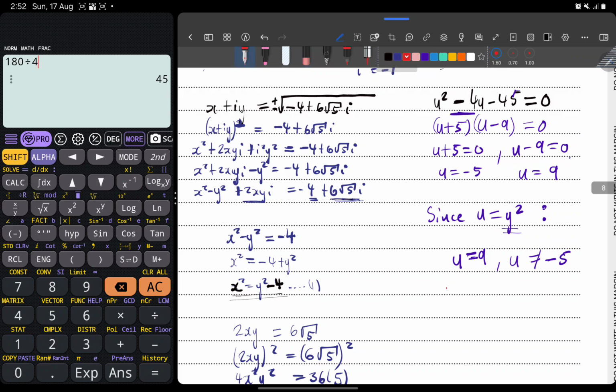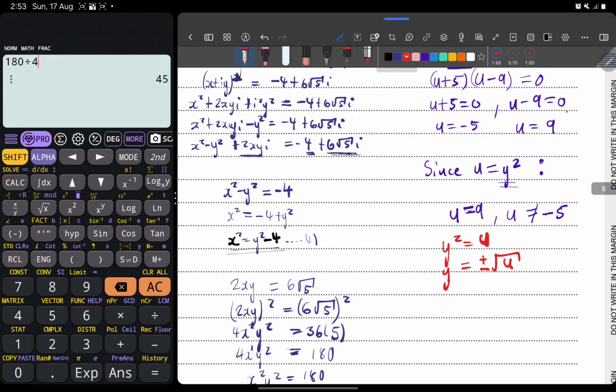So I'm going to now say, all right, you told us that y squared is equal to u, which means that y is equal to plus or minus the square root of u. You take the square to the other side, it becomes the square root. So that means y is equal to plus or minus the square root of 9, which means y is equal to plus or minus 3. There we go. These are the two solutions for y. So y is equal to plus or minus 3.